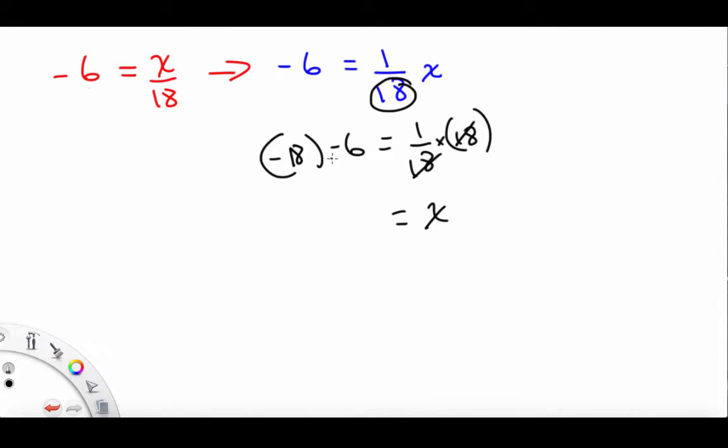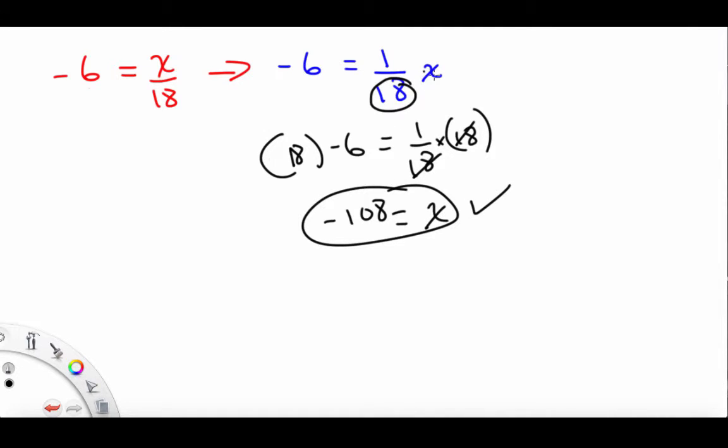Negative 8. No, I'm sorry, it's not even a negative. It's a positive 18. So it's positive 18 times negative 6. It should be what? Negative 108. So this is my answer.